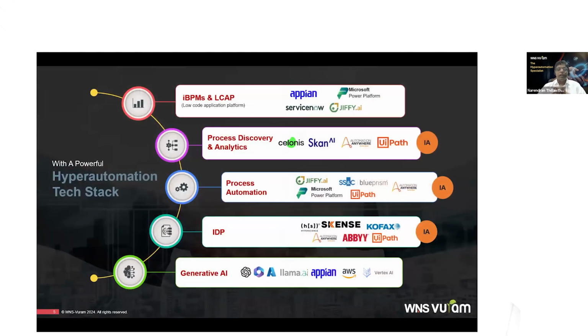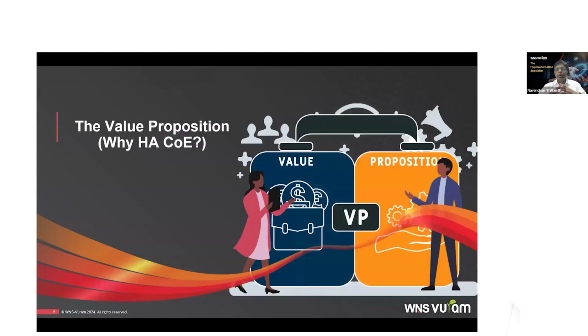Some of the technologies within the hyperautomation umbrella that you will come across, we already talked about BPM technologies. It could be process discovery, it could be process automation. With Gen AI being the new kid on the block, there are quite a few technologies that encompass hyperautomation. So the whole idea is that you should be good at embracing all of them into a mix.